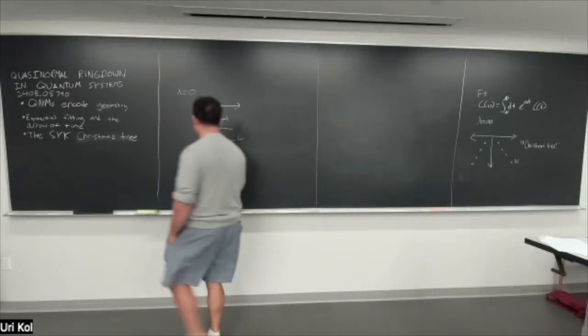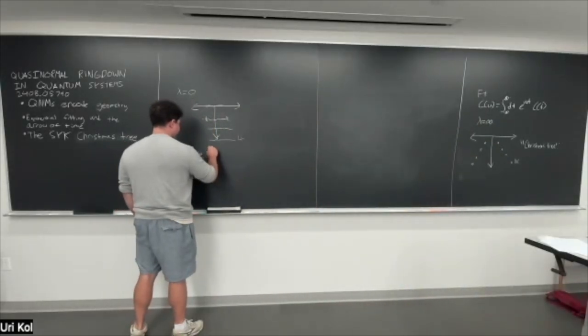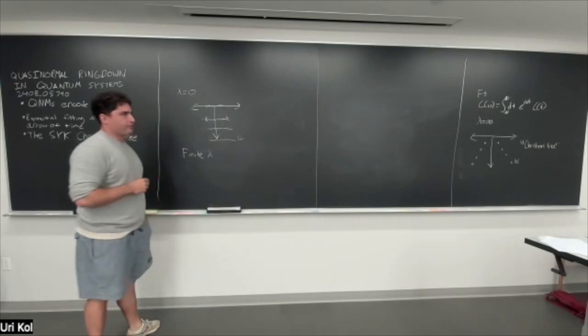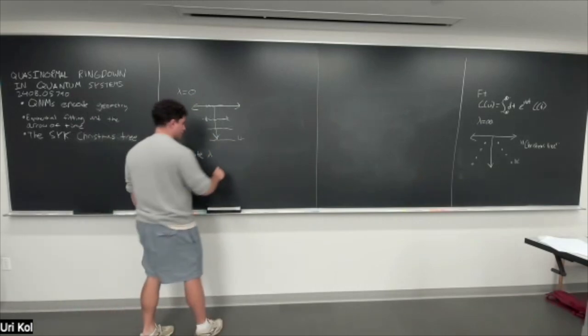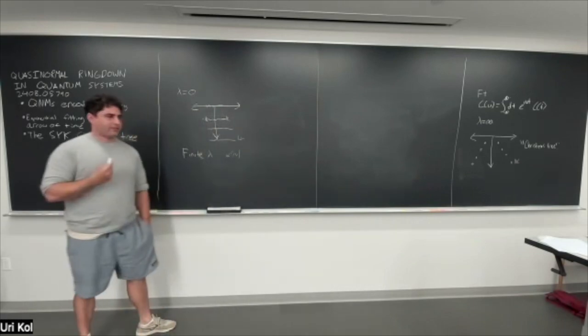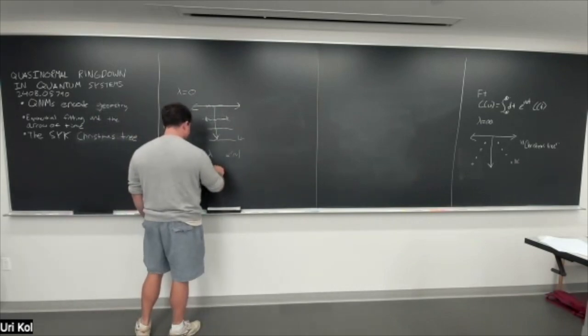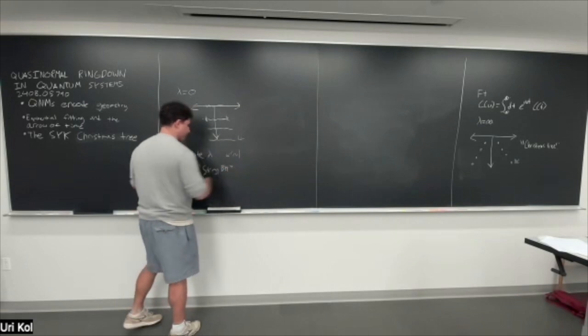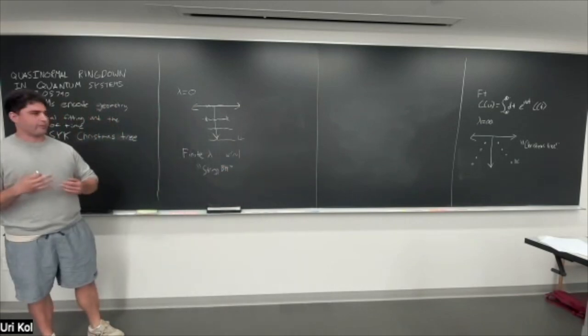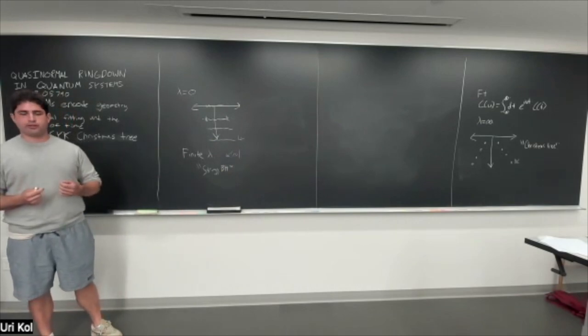So what's the bulk picture at finite lambda? Well, I told you that the string scale is now finite. So this is what I'll call a stringy black hole. So it's some very non-local geometry, but it's still classical because G Newton is still very small.